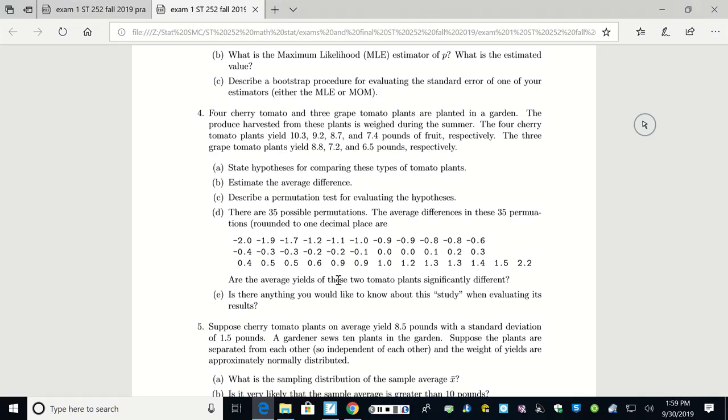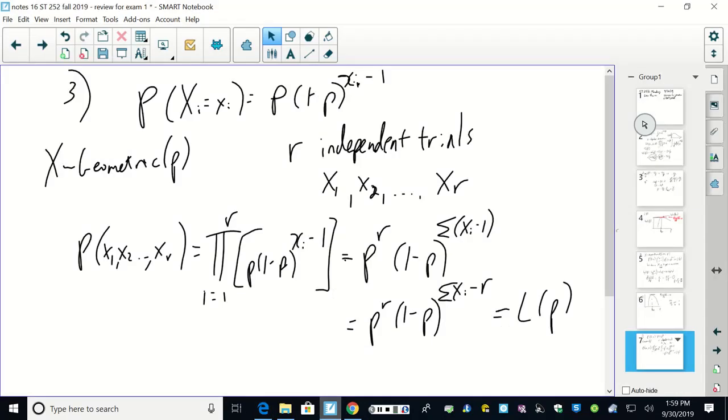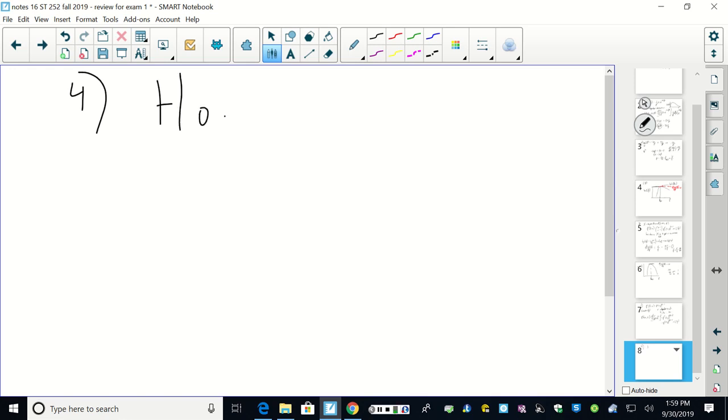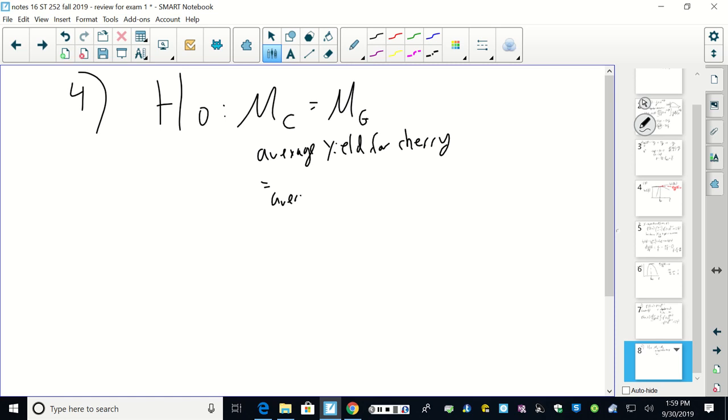Two tomato plants, or the 2 types. Right? You could have a hypothesis: average yield is the same. Average yield is the same, yeah. Right. So this 4. If you write it in symbols, this is the average yield for cherry tomatoes. It's the same as the average yield for the grape tomatoes.